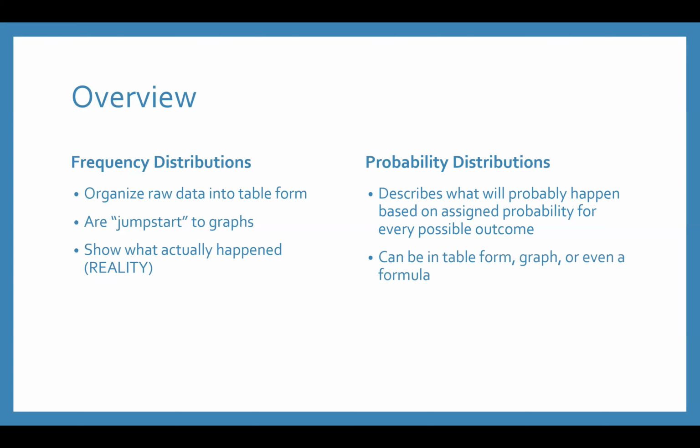A probability distribution can be displayed as a table, as a graph, or even just a formula. Now, our primary focus is going to be on table form and graph form, but it could also be in a formula form if we needed it to be that way.